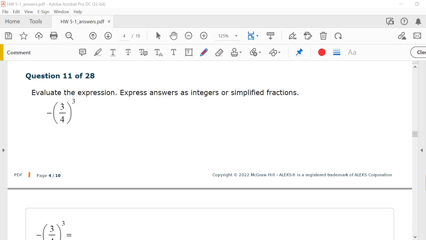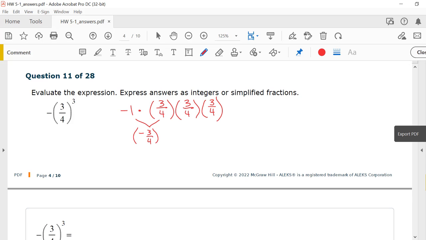Evaluate the expression negative 3/4 to the third. So that's negative 1 times 3/4 times 3/4 times 3/4. So negative 1 times 3/4 is negative 3/4. And then I still have two more, so times 3/4, 3/4. Negative 3/4 times 3/4 is negative 9/16. I still have the 3/4. When I multiply those, I get negative 27 over 64.